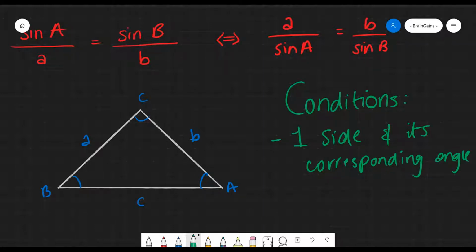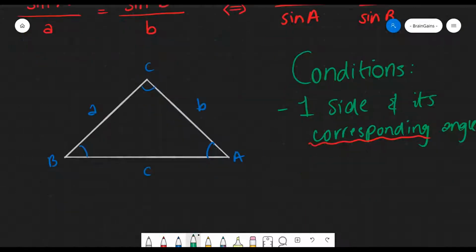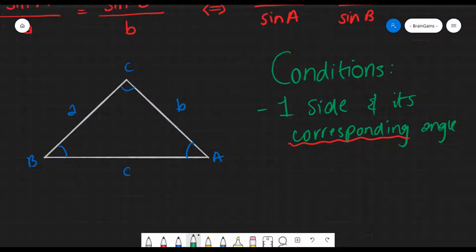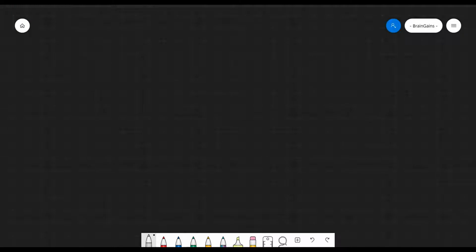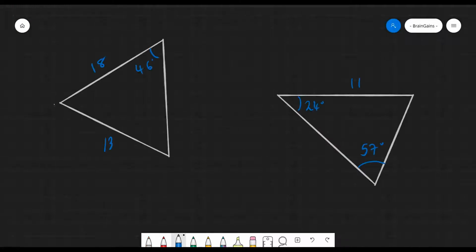Now, the key word here is corresponding, because we need to have a side and its opposite angle, which is its corresponding angle. And on top of that, we either need one side or one angle. And this could be any side or angle. But the main condition is the first one, where we need one side and its corresponding angle. So let's take a look at an example like this.